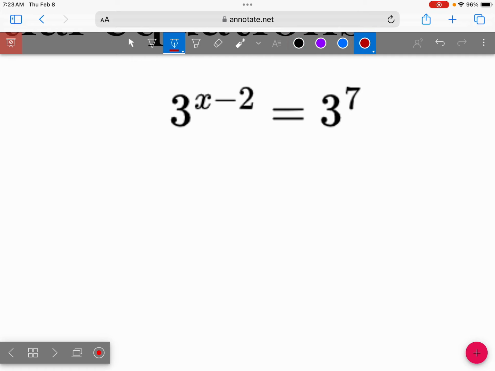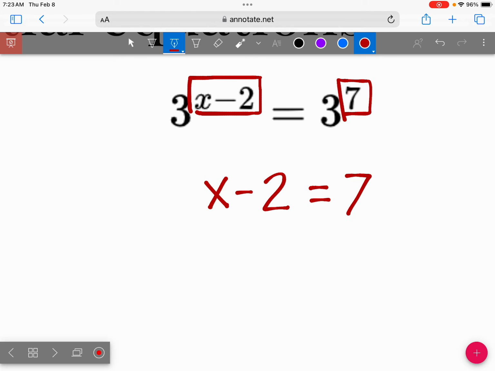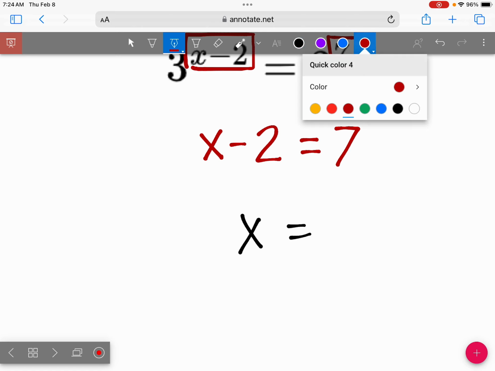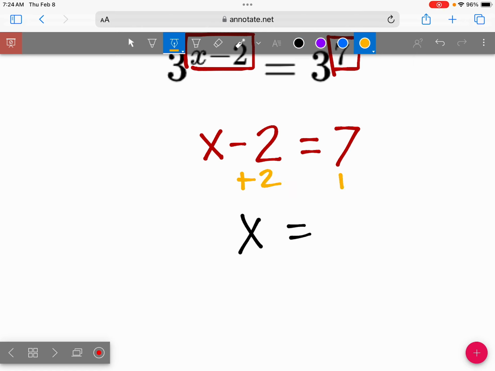What can we do? I want to know when this chunk is the same as this chunk. Since the bases are the same, what we can do is just set them equal to each other. I want to know when x minus 2 equals 7. 3 to the x minus 2 is going to be the same as 3 to the 7. So that means x minus 2 has to be the same as 7. So what are we going to do? Add 2. And we get that x is what? 9. So we add 2, and we get that x is 9.